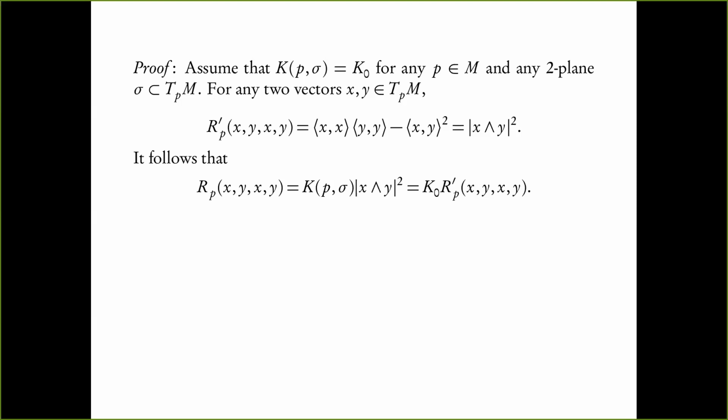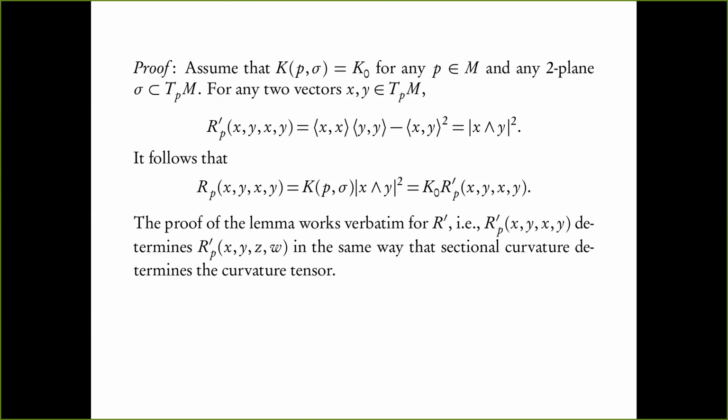Is that okay? So this is the first big step. This is saying that the sectional curvature for R equals the corresponding sectional curvature for R prime, the sectional curvature for R prime simply being xy. You input xy, so this property is true. And now if you go back to how we deduce the Riemann curvature from the sectional curvature, you can go backwards as well, and the proof of the lemma works verbatim for R prime.